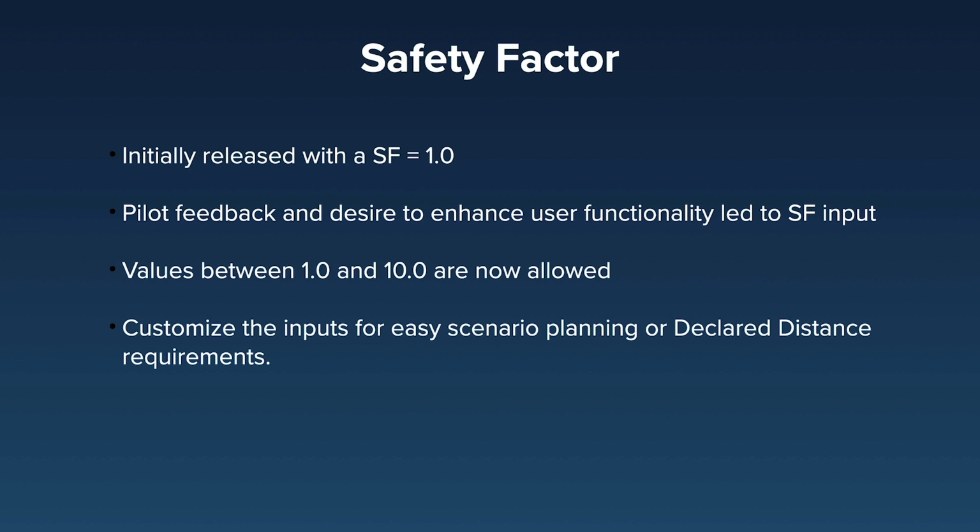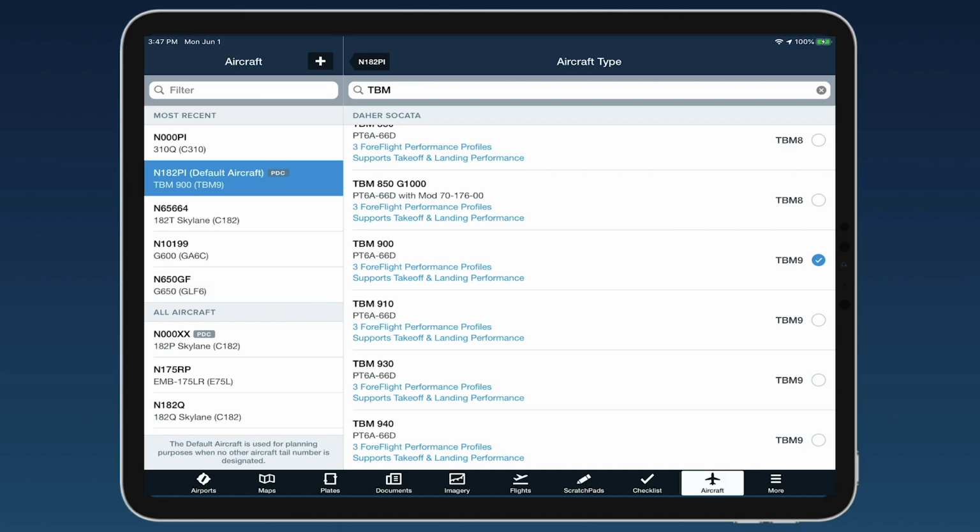Now, initially when we came out, we released it with a safety factor of 1.0. We recognized pretty much immediately, and kind of knew all along, and combined with pilot feedback, that we had to give the user the functionality to let you, the pilot, determine what the appropriate safety factor is. So we're going to talk about safety factors at pretty decent length here in a moment. You are now allowed to enter a safety factor of between 1.0 and 10.0. And then you can customize all the other inputs for easy scenario planning, as previously mentioned. So let's take a look at this. Where do you find this?